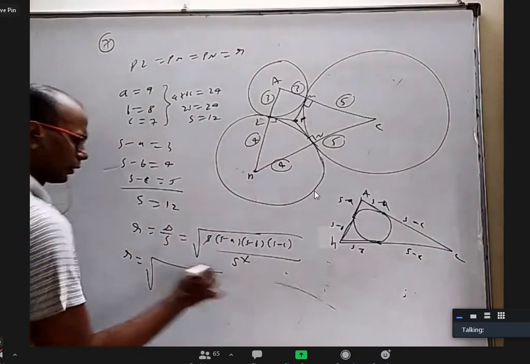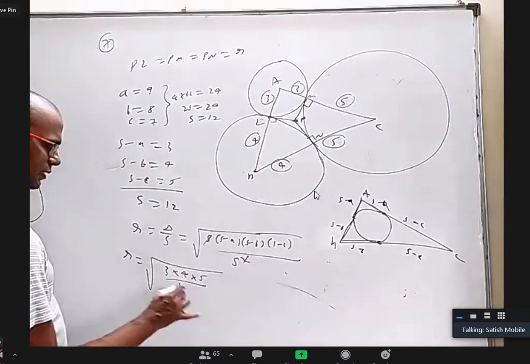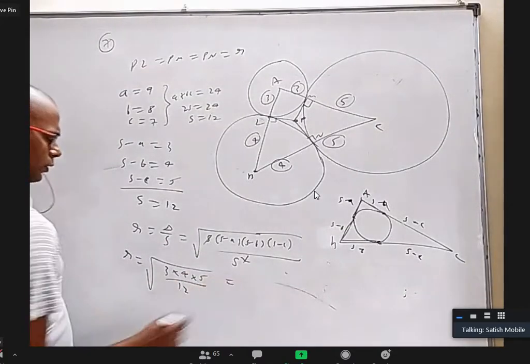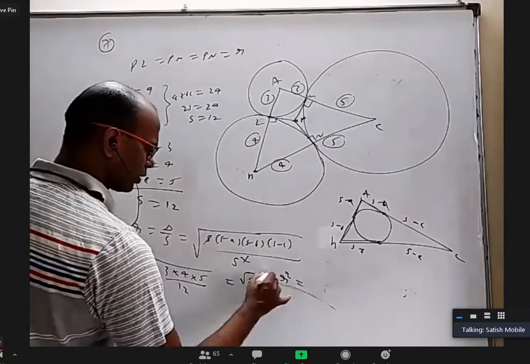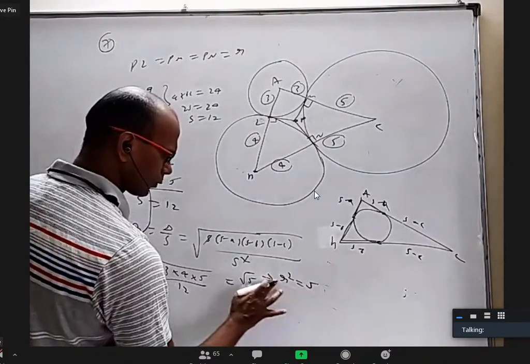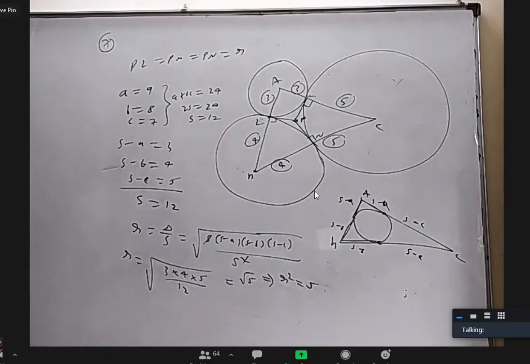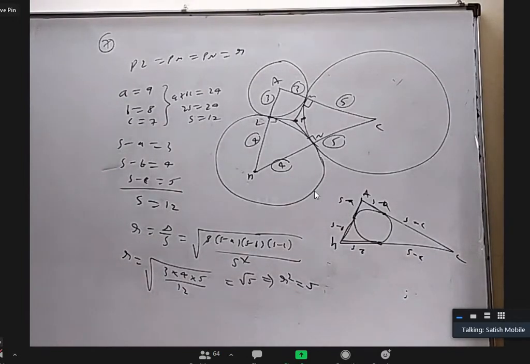So what is s minus a? One is 3, one is 4, one is 5, and s is 12. That is simply root 5. So they want the square of that, so r square is equal to 5. We can say it is a properties of triangle question, but it also somewhat relates to radical center and all that. That's given there.